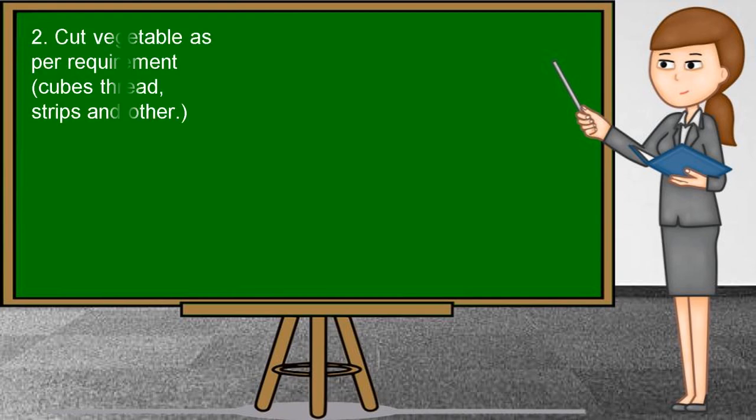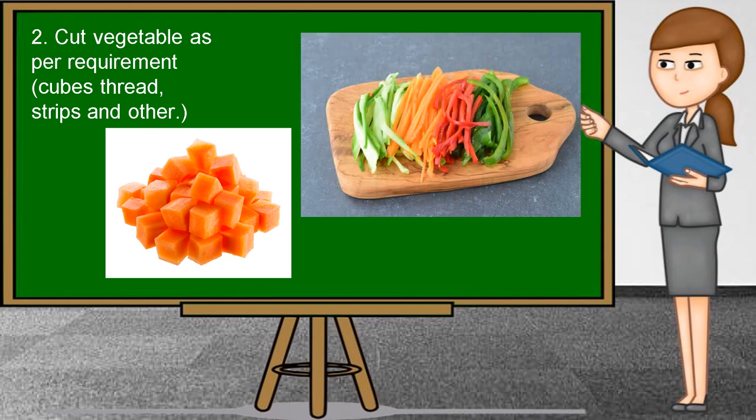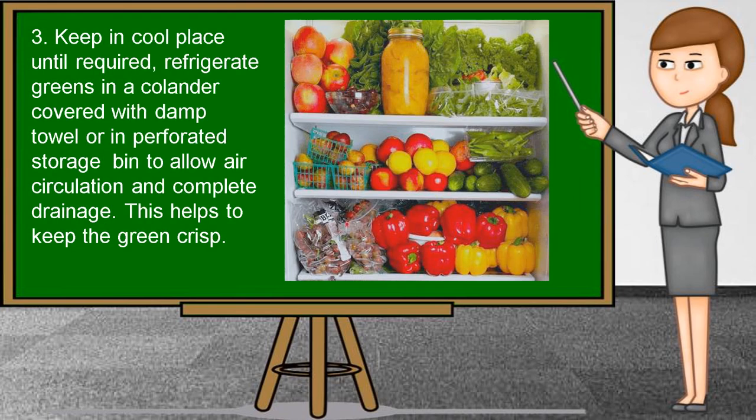Second, cut vegetables as per requirement: cube, shred, strips, and others. And third, keep in a cool place until required. Refrigerate greens in a colander covered with a damp towel or in a perforated storage bin to allow air circulation and complete drainage. This helps to keep the greens crisp.